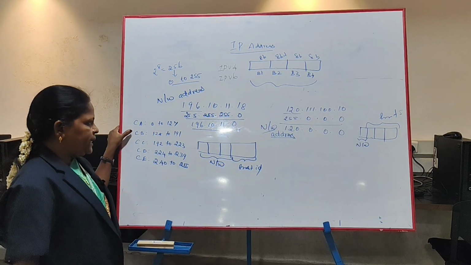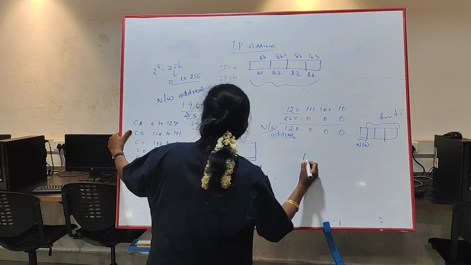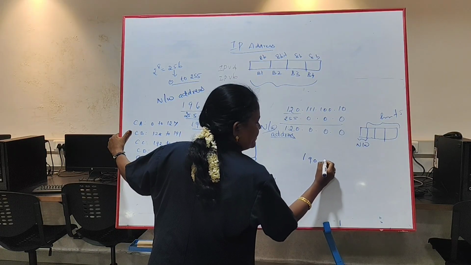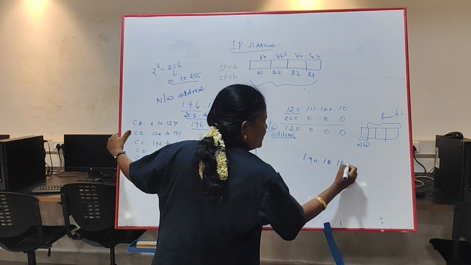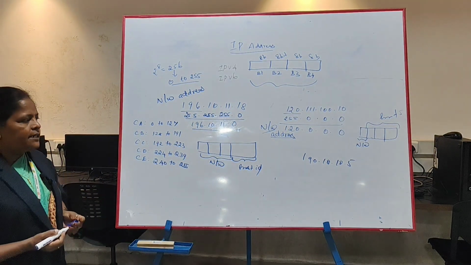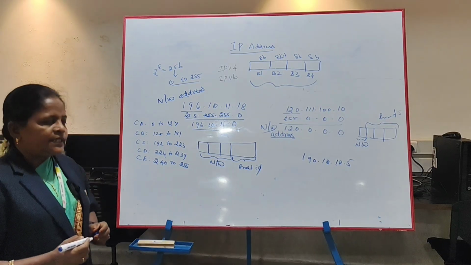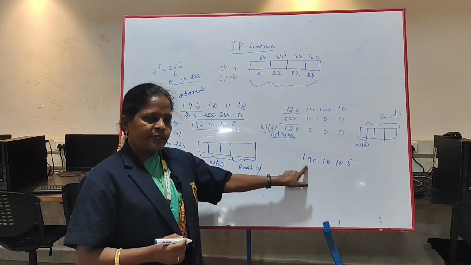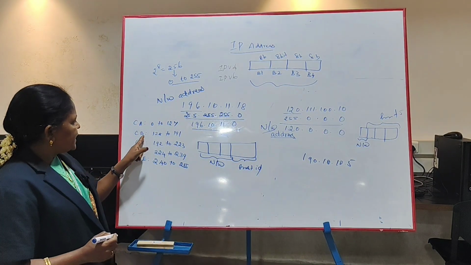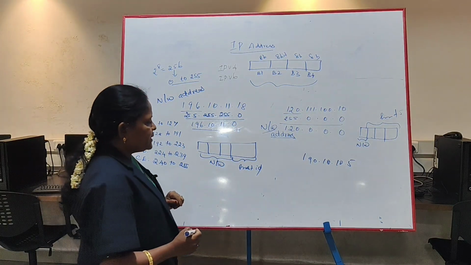Consider class B. The range is, for example, 190.18.10.5. Okay, this is the given IP. Identify whether it is class A, class B, class C. So how to identify the class? From the first byte, right? 190. This is in the range between 128 to 191. By default, it is class B.